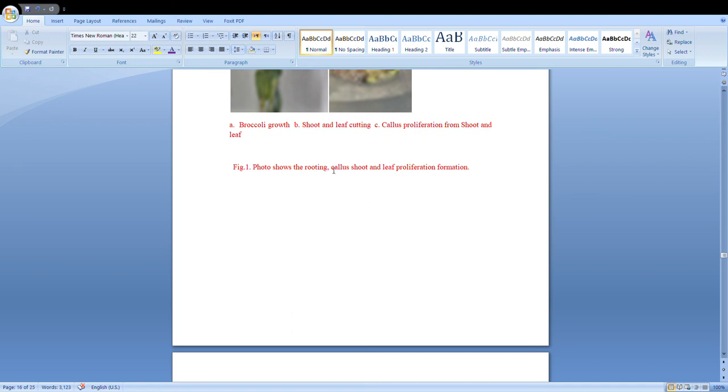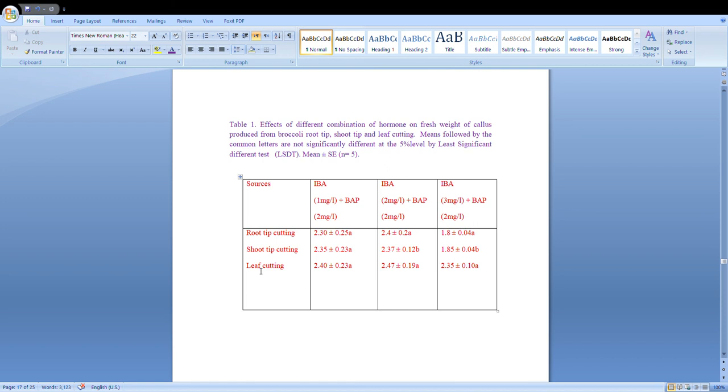And in table one, we can see what we already discussed: root tip cutting, shoot tip cutting, leaf cutting. So we found IBA plus BAP at different concentrations. We have seen that the best is 2 milligram per liter, the middle one, which is the best concentration for the three sources.